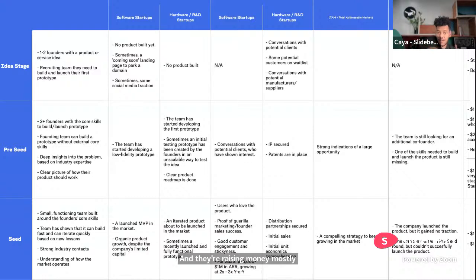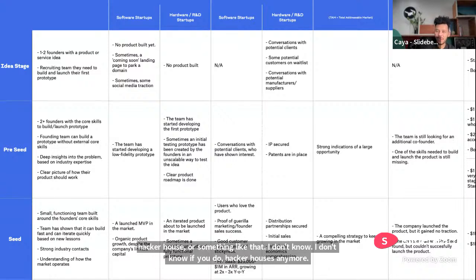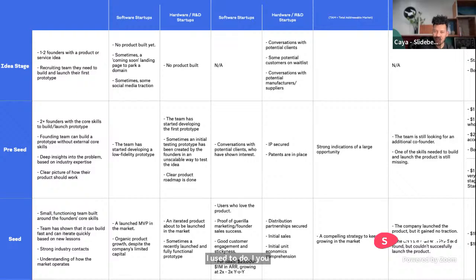To maybe spend a few months in a hacker house or something like that. I don't know if you do hacker houses anymore. I used to do. We developed a good part of the product in like a 6-month hacker house situation. But anyway, you're raising money to hire not the talent, but maybe a couple extra hands, and actually deliver on this product and be able to dedicate 100% of your time to building this product.